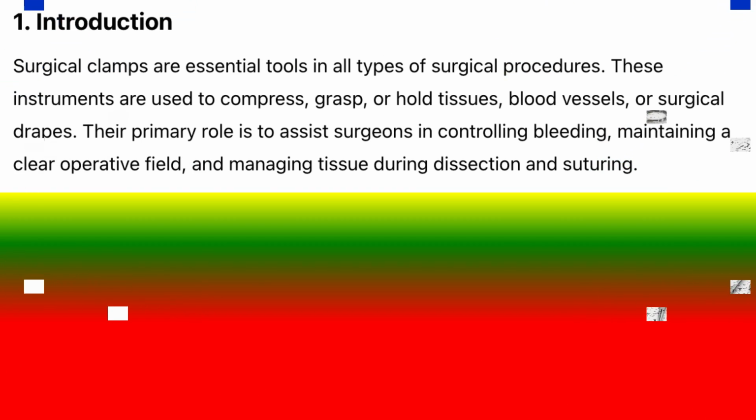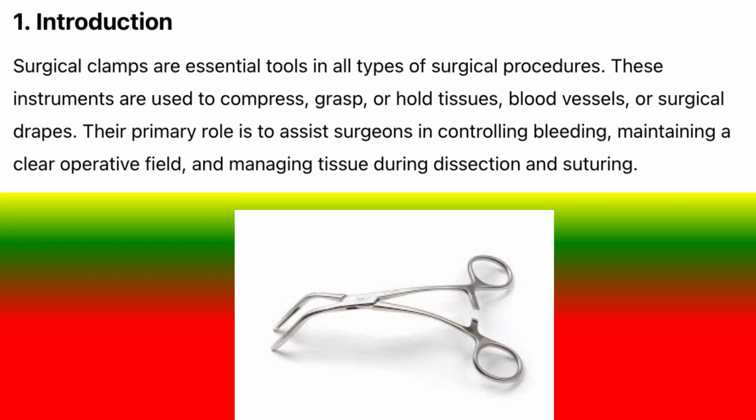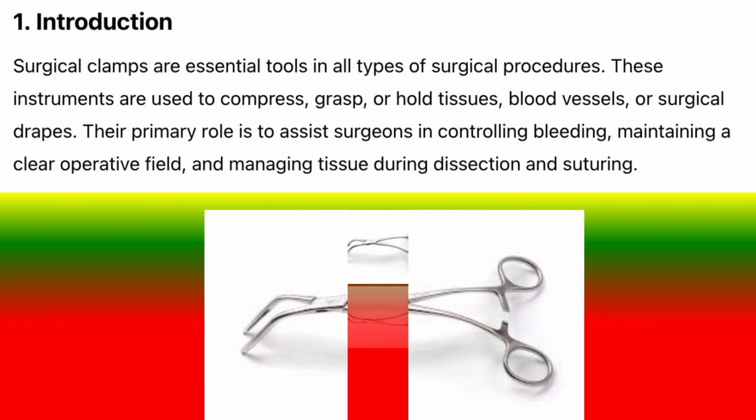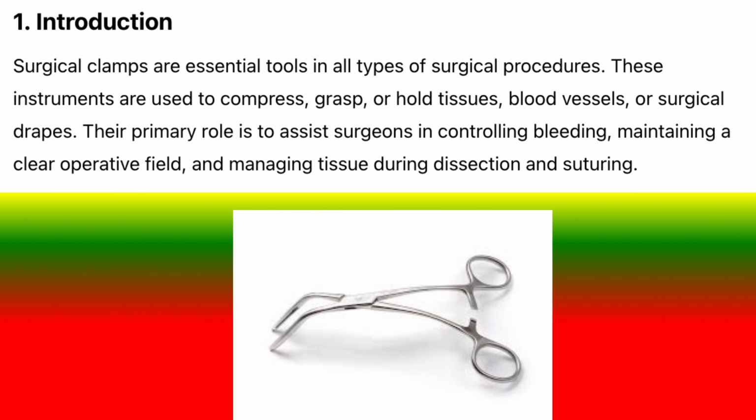Here is a comprehensive and structured overview of surgical clamps. 1. Introduction. Surgical clamps are essential tools in all types of surgical procedures. These instruments are used to compress or hold tissues, blood vessels, or surgical drapes. Their primary role is to assist surgeons in controlling bleeding, maintaining a clear operative field, and managing tissue during dissection and suturing.